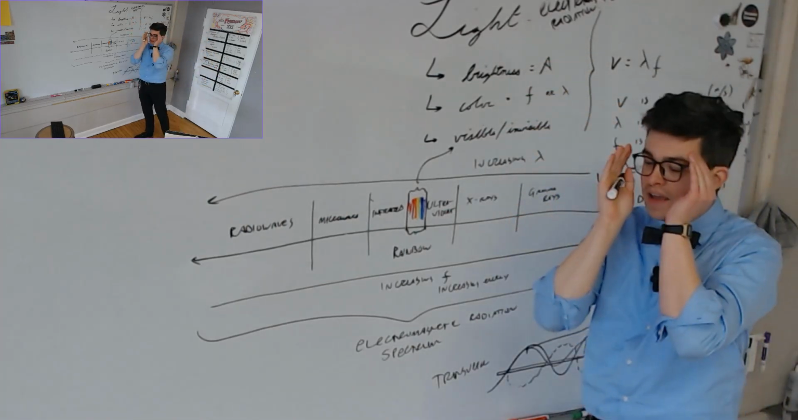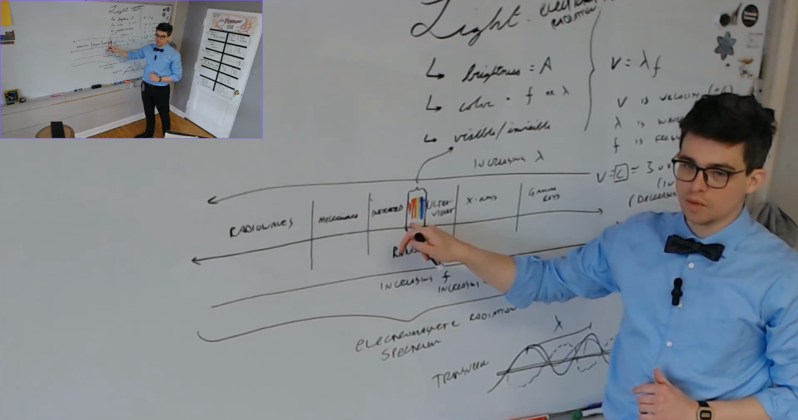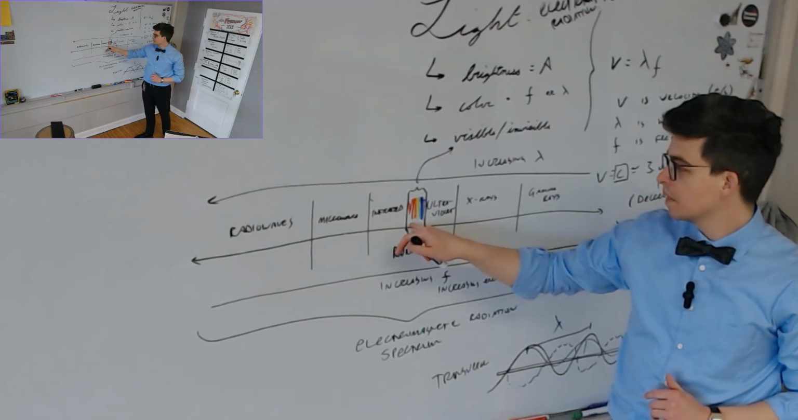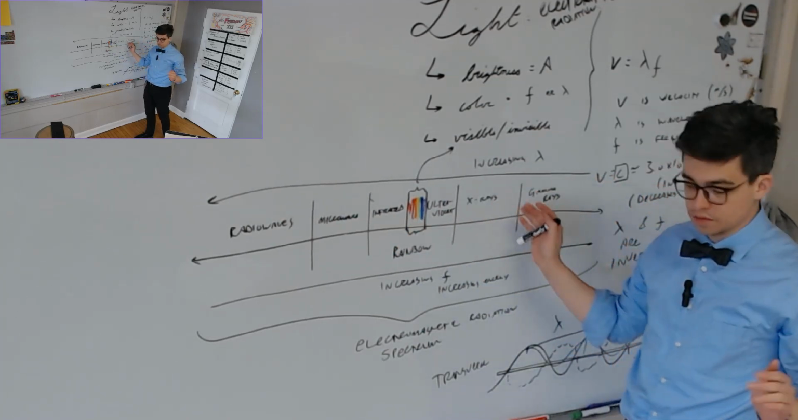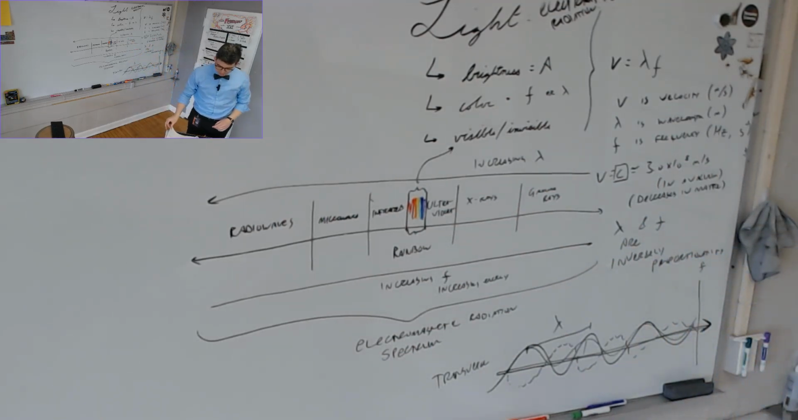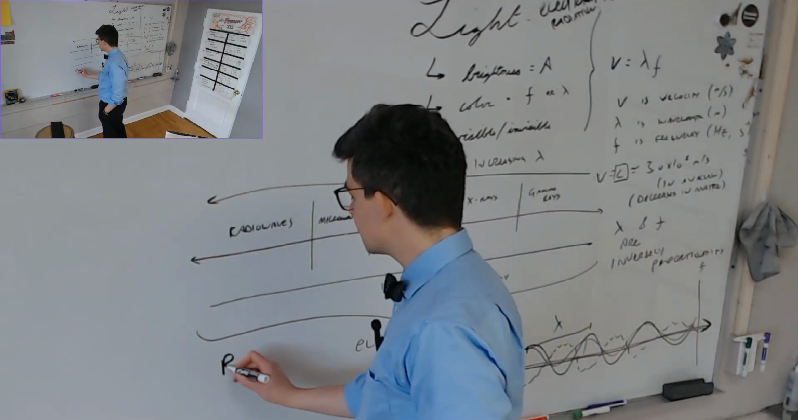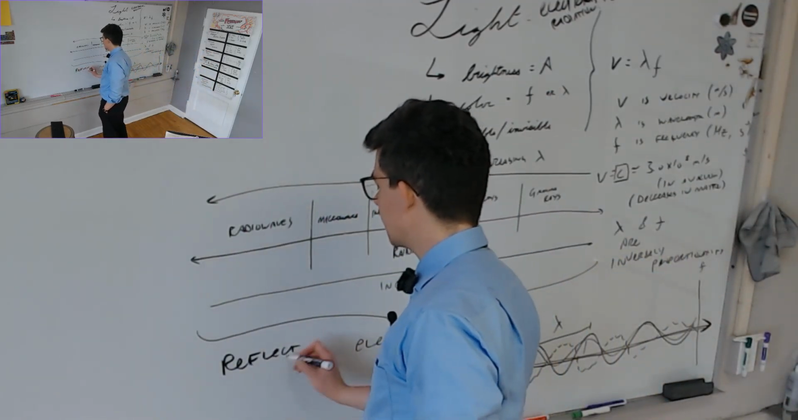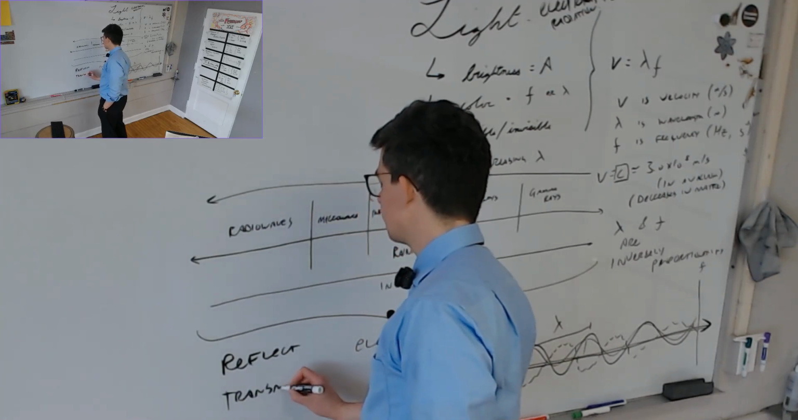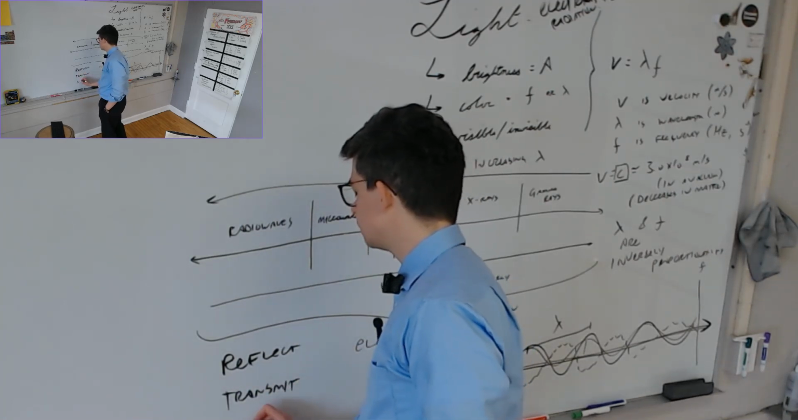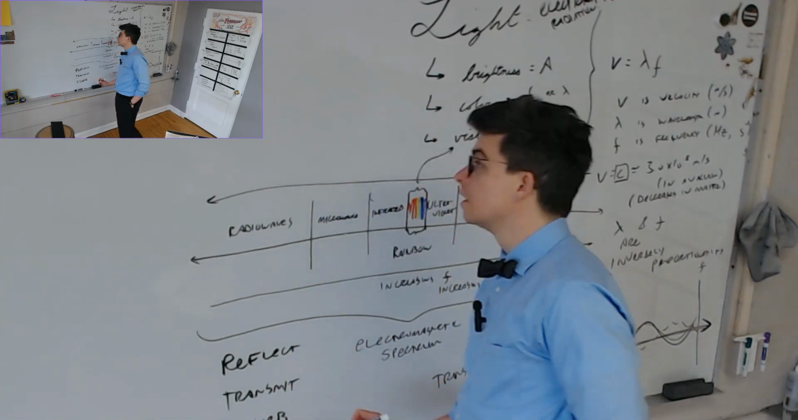What we call light, what we can see, this visible light when we're being scientific and specific, is only a small part of the whole spectrum. How do these light waves interact? Well, they can do three things. They can reflect, they can transmit, and they can absorb.